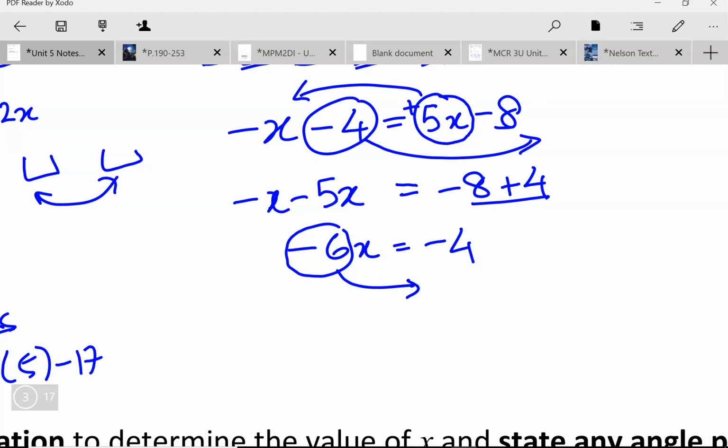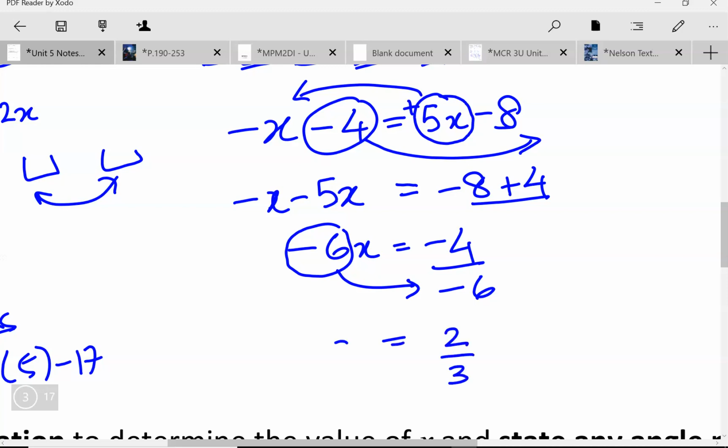I am splitting a term here. Negative 6x is one monomial, and I'm cutting it in half. And so I have to do a multiplication division kind of change. If I move this to this side, it becomes divided by negative 6 because it was multiplying over here. So negative 4 divided by negative 6 is in fact 2 over 3. So that is my final answer, x equals 2 over 3.